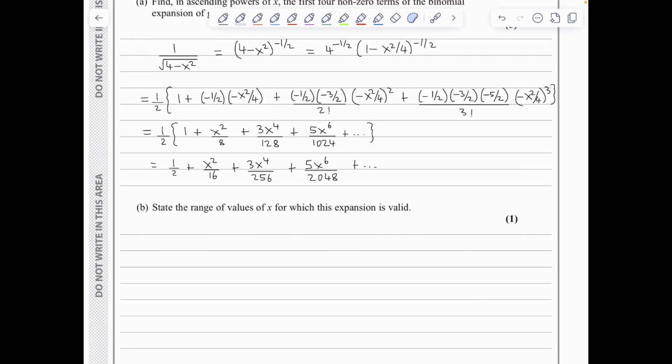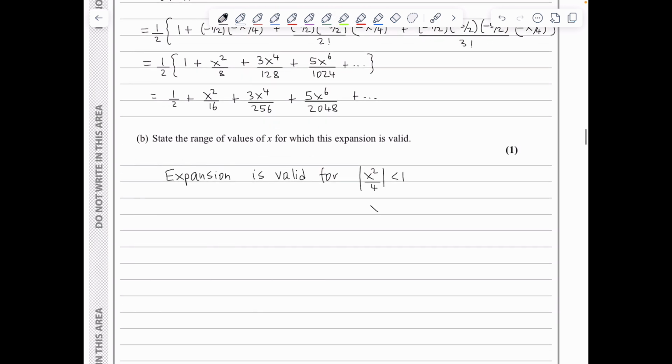In part B, we're asked to state the range of values of x for which the expansion is valid. Well, we know that once we put our expression in the form of 1 plus or minus something, then the modulus of this something being less than 1 will give me the range of validity for the expansion. So in this case, the expansion is valid for the modulus of x squared over 4 being less than 1. This simply means that the modulus of x squared is less than 4, so we're simply looking at the modulus of x being less than 2.